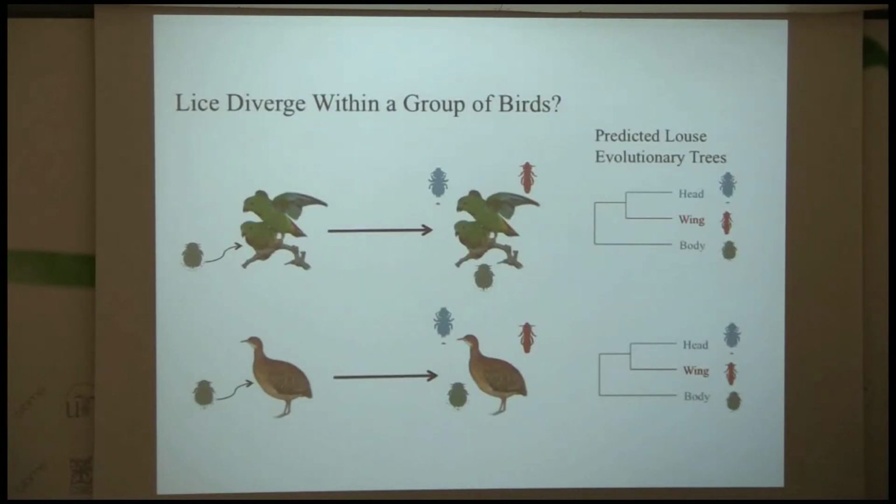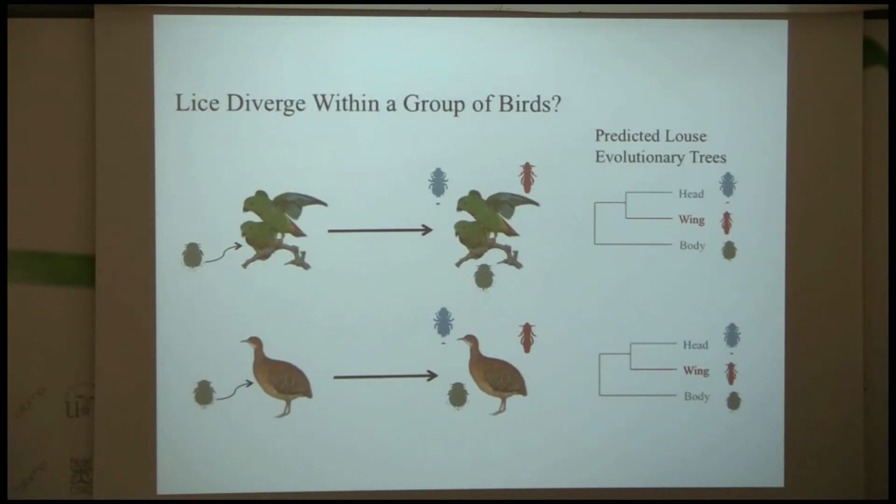Another scenario is these lice repeatedly diverge into these different niches within a group of birds. So maybe body lice started out on parrots, and then they diverged into head lice and wing lice. In that case, we would predict all the lice from parrots would be closely related with the head and wing and body lice. And then all the lice from tinamous, for example, closely related with head, wing, and body lice.